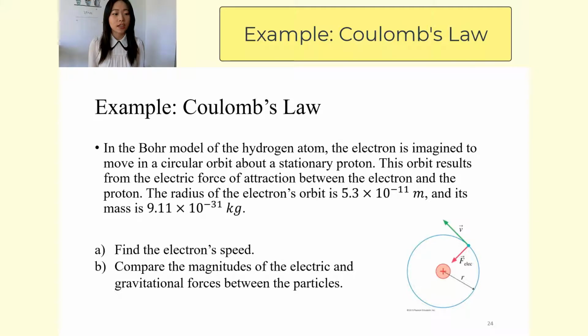stationary proton. This orbit results from the electric force of attraction between the electron and the proton. The radius of the electron's orbit is 5.3 times 10 to the power of negative 11 meters, and its mass is 9.11 times 10 to the power of negative 31 kilograms. We want to find the electron's speed, and in part B, we are going to compare the magnitudes of the electric and gravitational forces between the particles.